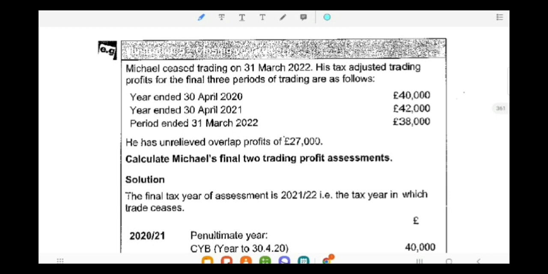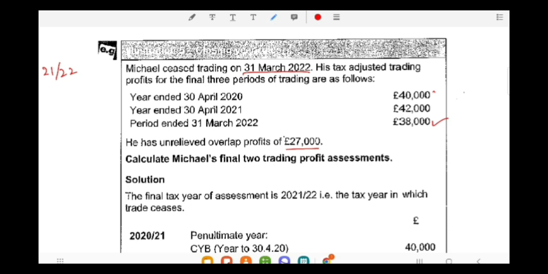So this is an example, Michael ceased trading on 31st March 22. His tax adjusted trading profit for the final 3-year period is 40,000, 42,000, 38,000. He has unrelieved overlap profit of 27,000. So here we need to consider the tax year in which the business ceased, and that is 21-22. This is the tax year when our business ceases. So 40,000 of the last period of profit would be assessed in this final tax year.